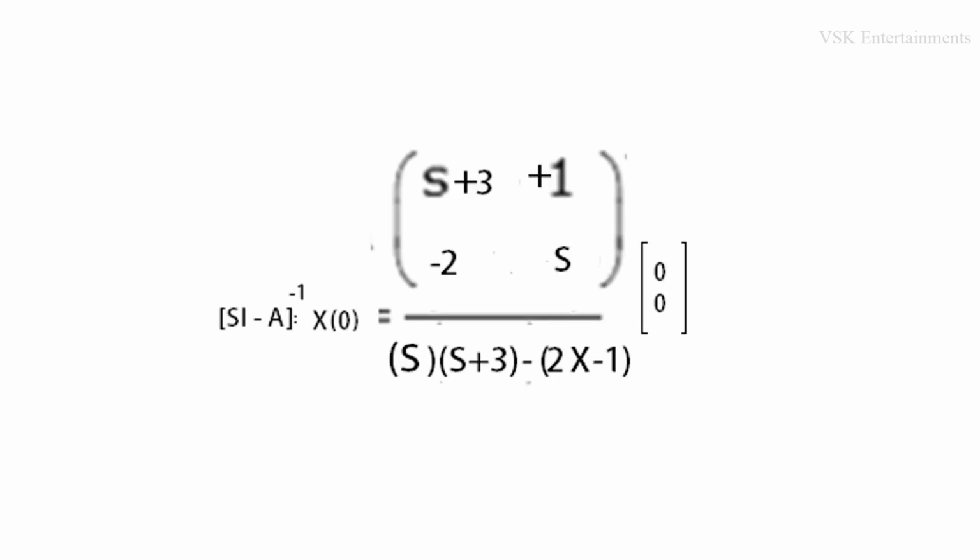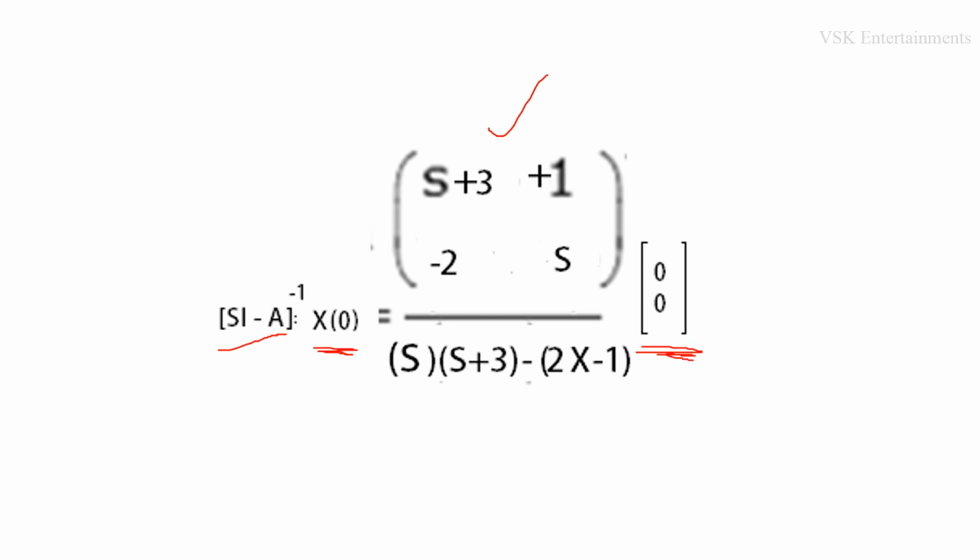In order to find the ZIR, that is zero input response, we have the inverse Laplace transform of (sI − A) inverse into x of 0. That is the initial conditions. For finding ZIR, we are going to multiply this inversion matrix with the given initial conditions, that is x of 0. We already got this one.